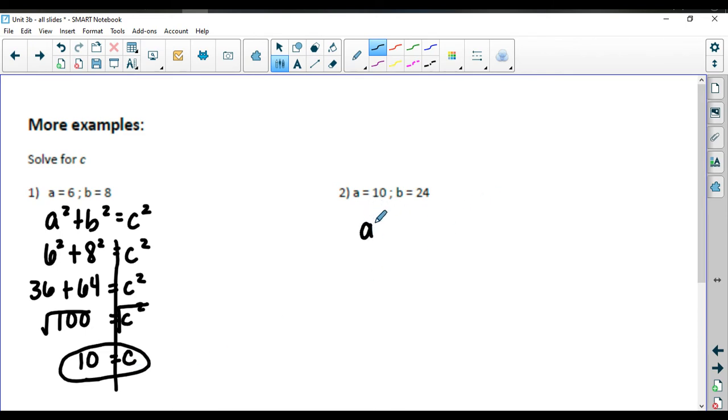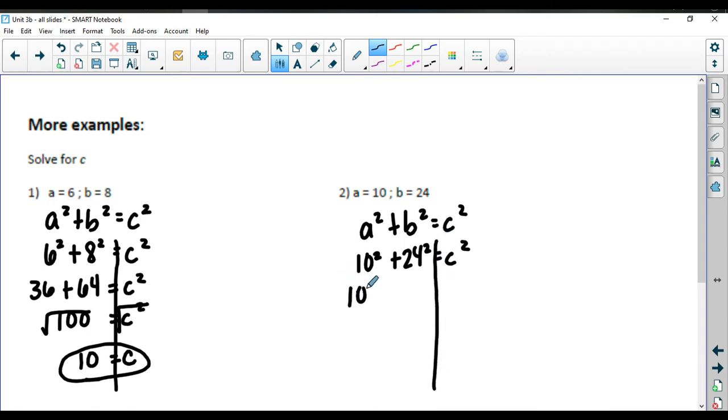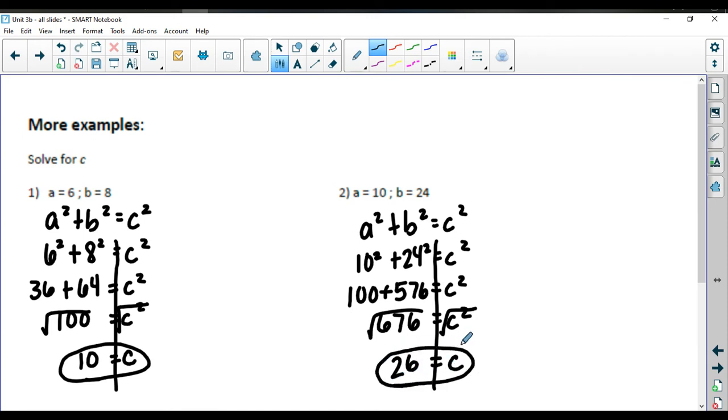In number 2 here, I'm going to do a squared plus b squared equals c squared. 10 squared plus 24 squared equals c squared. Again, you can drop your line at this point. Your perfect square bookmark can be helpful to you, or you are welcome to use your calculator here. So 24 squared is 576 equals c squared. So this will give us 676 equals c squared. I'm going to take the square root of both sides because I just want c and not c squared. And the square root of 676 is going to give me 26. In this case, c is equal to 26.